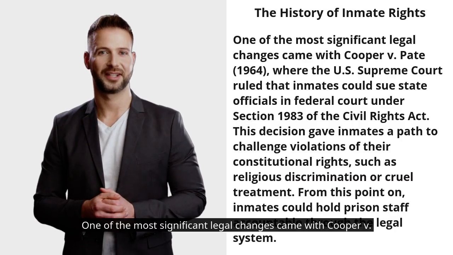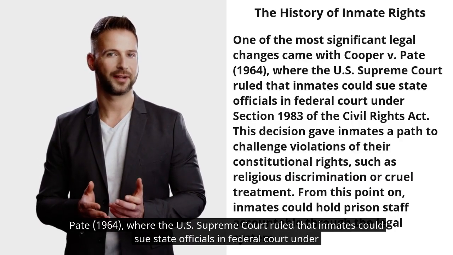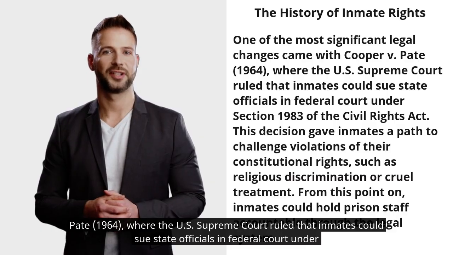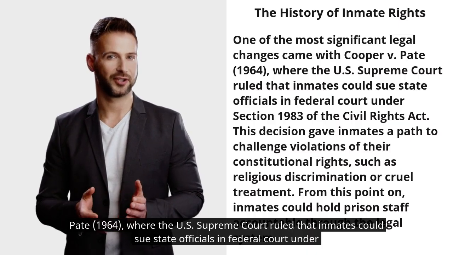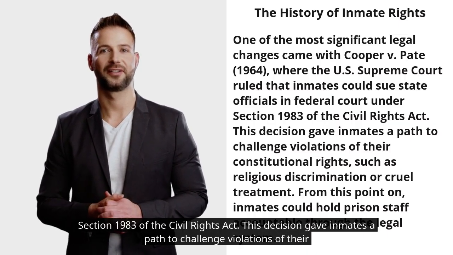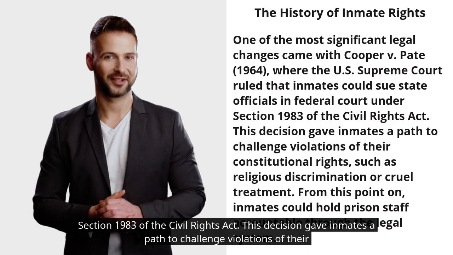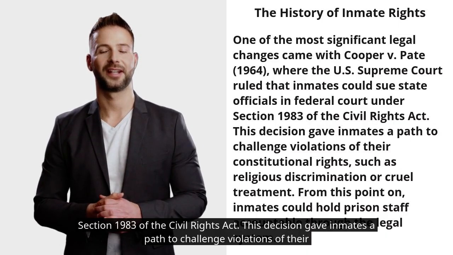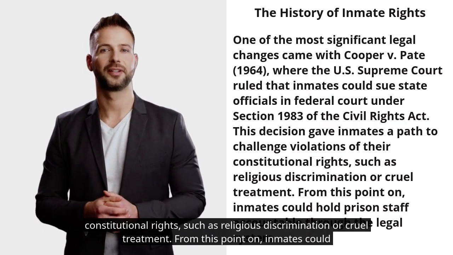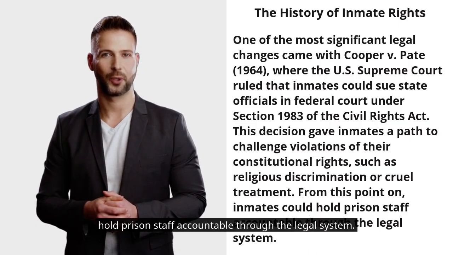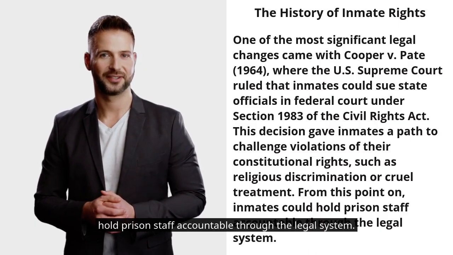One of the most significant legal changes came with Cooper v. Pate, 1964, where the U.S. Supreme Court ruled that inmates could sue state officials in federal court under Section 1983 of the Civil Rights Act. This decision gave inmates a path to challenge violations of their constitutional rights, such as religious discrimination or cruel treatment. From this point on, inmates could hold prison staff accountable through the legal system.